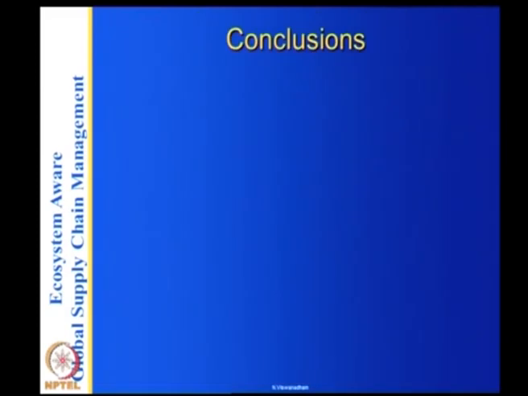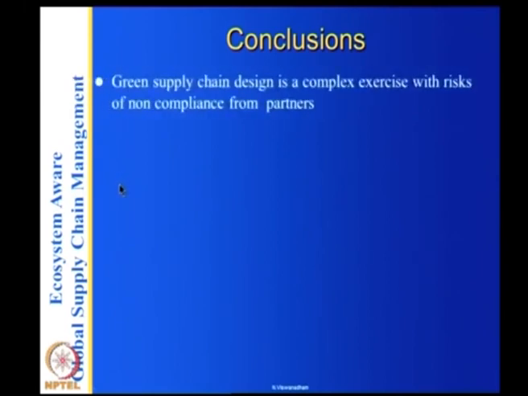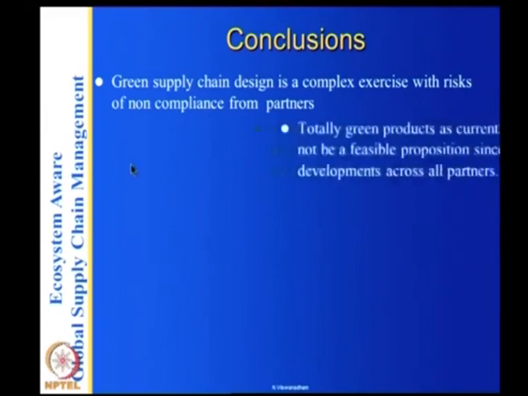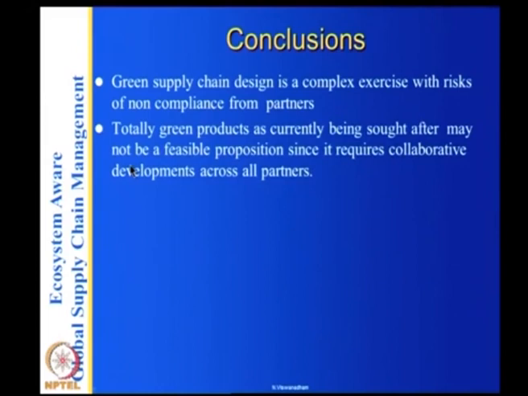So basically what we have done so far is the GRIP framework. And in terms of this, the green supply chain design is a complex exercise with the risks of non-compliance from partners. So you have to not only monitor your processes, but also look at your supply chain partners. Totally green products as currently being sought after may not be a feasible proposition. It requires collaborative developments across all partners.